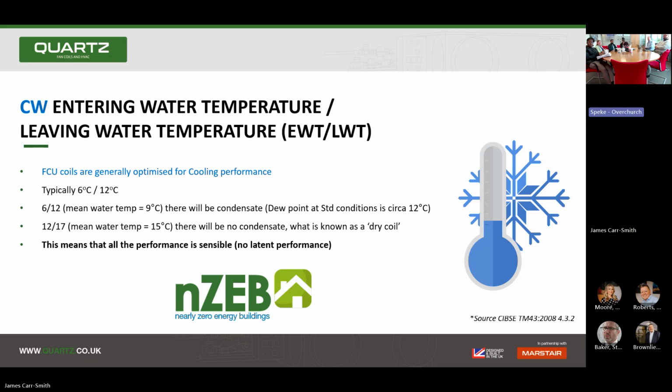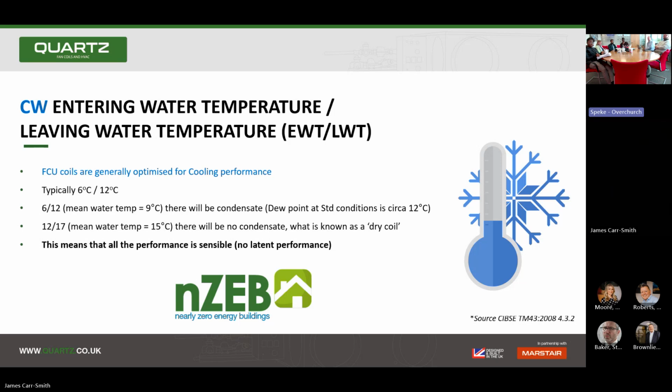So 6 and 12 will produce some condensate, because that mean temperature of 9 coming into contact with air at 23, 50%, will drop below the dew point and you will get some condensate. The benefits of using the higher temperatures, such as 12, 17, very usual for things like chilled beams, is because it sits thereabouts and above the dew point, so you won't get any condensate.